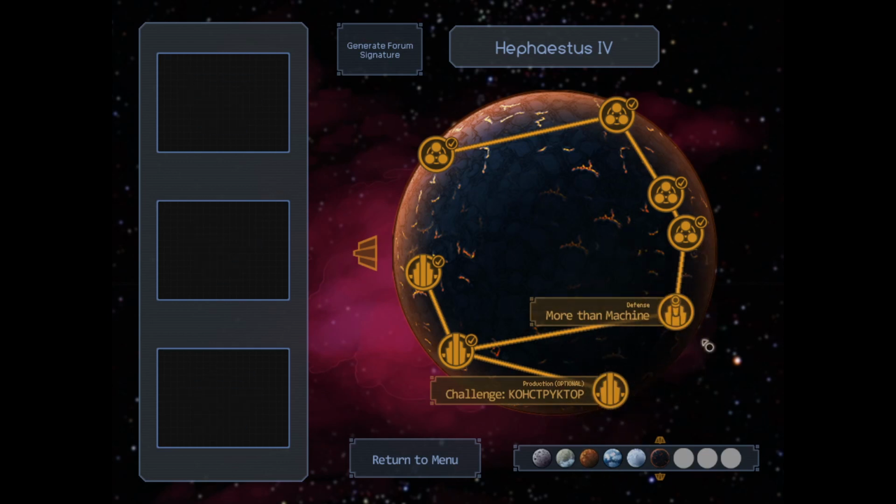Alright, so we got our defense, but then we've also got our production challenge, which I'm assuming that's a chemical name. That looks horrifying. Whatever that is, we'll try that next time. I will see you then.